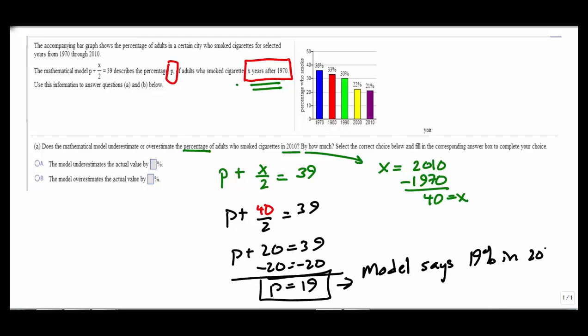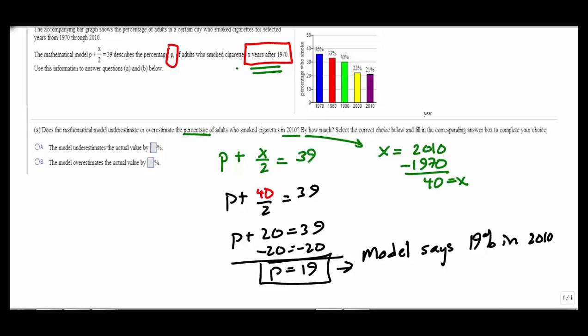in 2010. Now let's go ahead and look up here at the graph. The graph says, and this is the actual data versus our model, we're looking here at 2010, the graph says 21% in 2010. So if we look at what we have here, our model, it says the model underestimates or the model overestimates. Our model is lower than the graph, so we have underestimates the actual value. The difference between 21 and 19 is 2%. So the model underestimates the actual value by 2%. So that's our first question that we're looking at here.